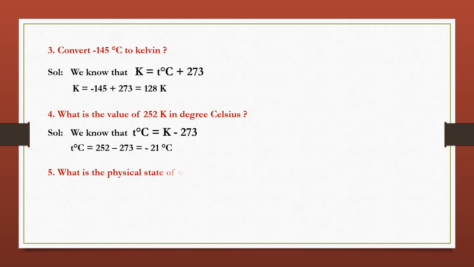Now, what is the physical state of water at 273 Kelvin? See, 273 Kelvin is nothing but 0 degrees Celsius, and at 0 degrees Celsius water can be in solid form or it can also exist in liquid form.